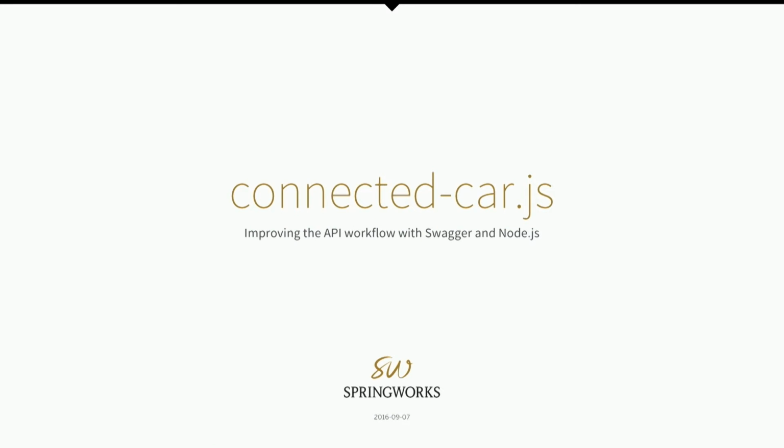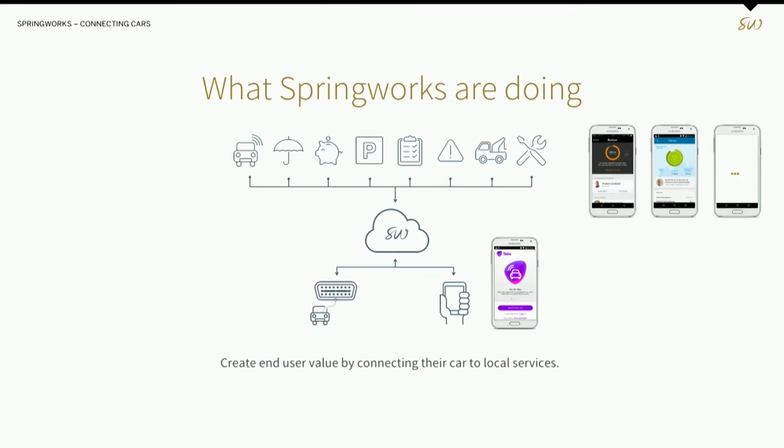I will talk a little bit about how we improved our API workflow by starting to use Swagger in our Node stack. Just briefly, what we are doing at Springworks is that we are 30+ employees. Most of us have 10 or more years of experience. We're building ecosystems for connected cars. And the reason for everyone to do that is to actually create some value for end users, which is you and me and everyone who has a car, and make their life with cars simpler, basically. And we're launching our first official product this year with Telia Sense, which will be out in the market soon.